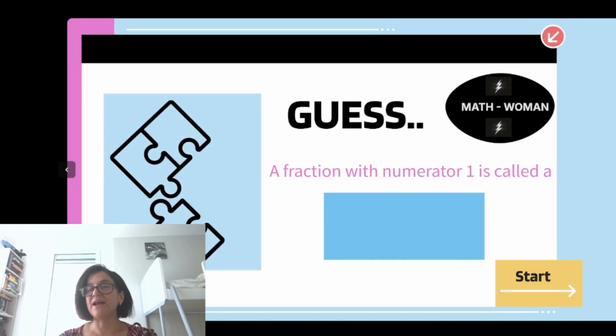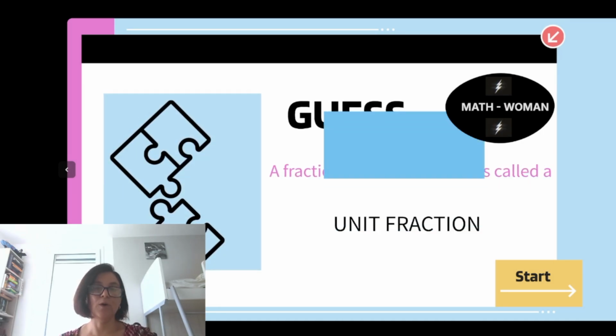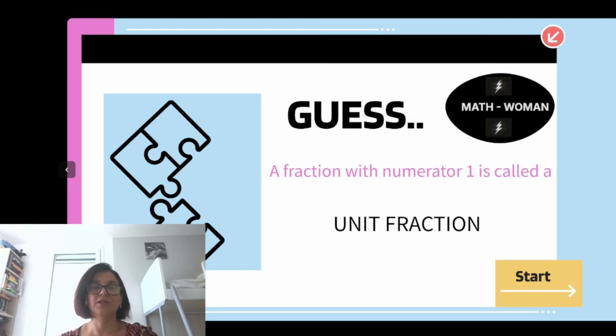Guess what, a fraction with the numerator equal to 1 is called a unit fraction. So 1 over 2, 1 over 3 is a unit fraction.